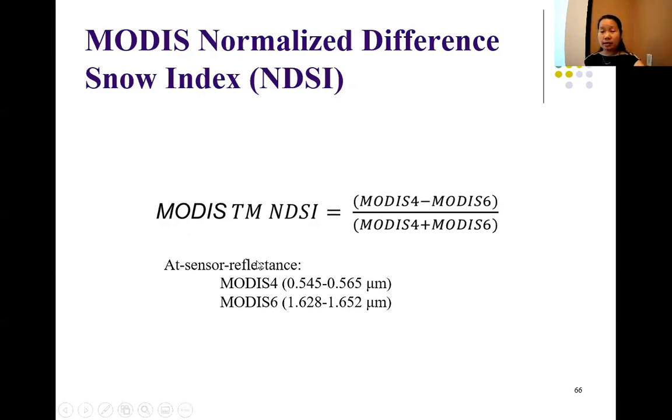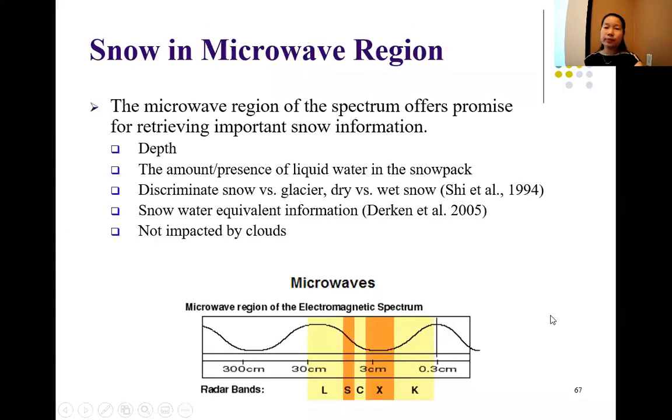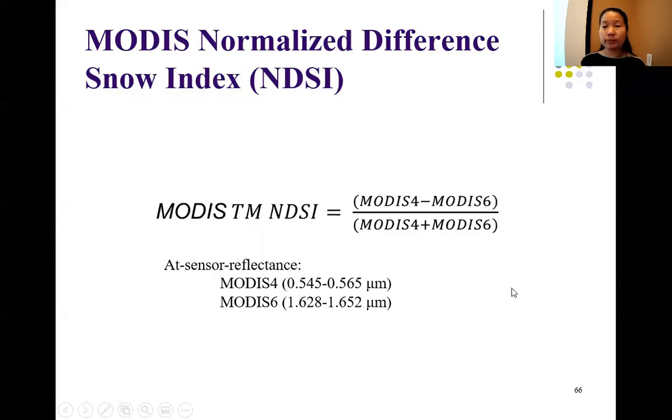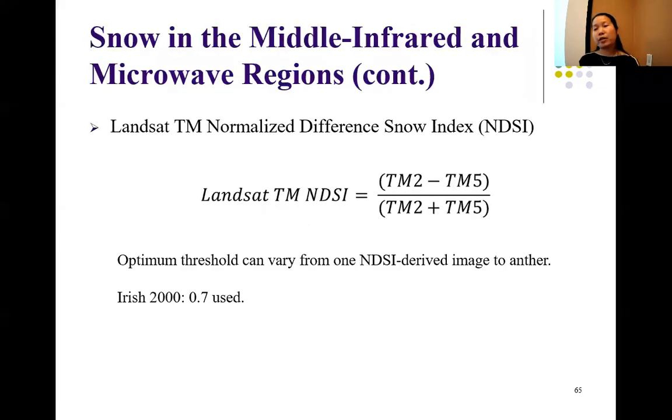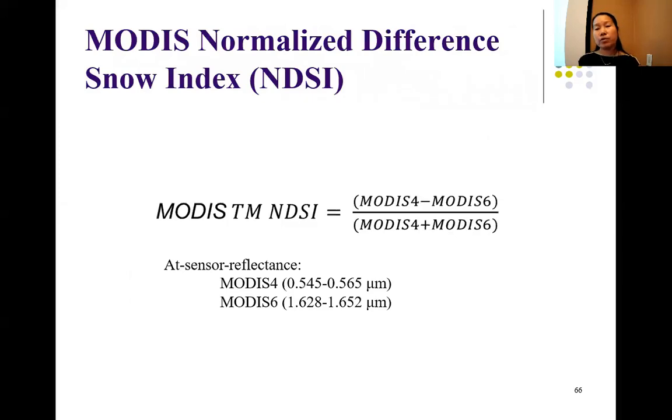So, a lot of indices. The difference between the one in the formula and this one is just the sensor difference. When you use Landsat, you use band 2 and band 5. And when you use MODIS, you use band 4 and band 6.